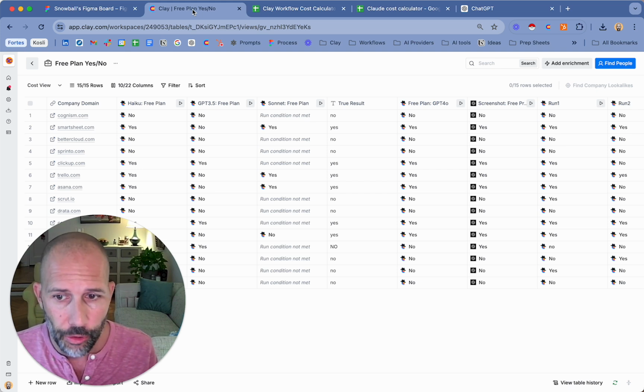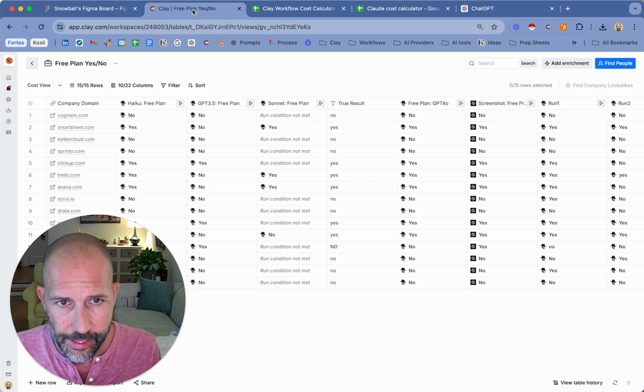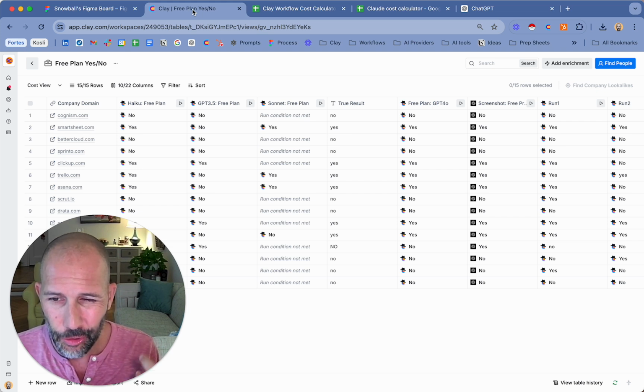I mostly work with my own API keys. For the sake of argument here, I did a few things with Clay credits too, but mostly I want to show how the cost is calculated in the most efficient way, which is usually using your own API keys.